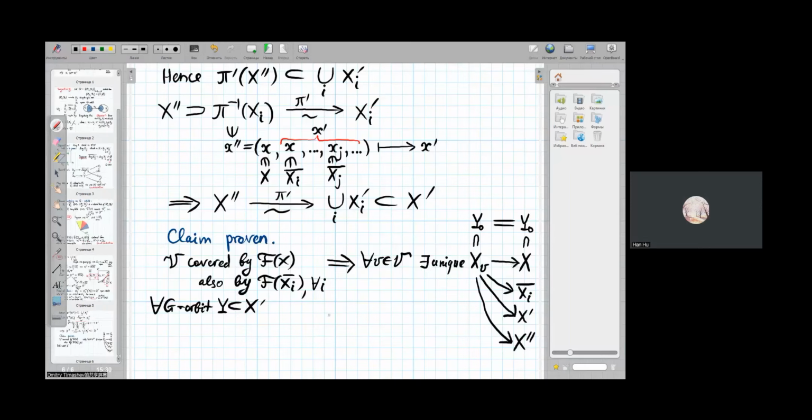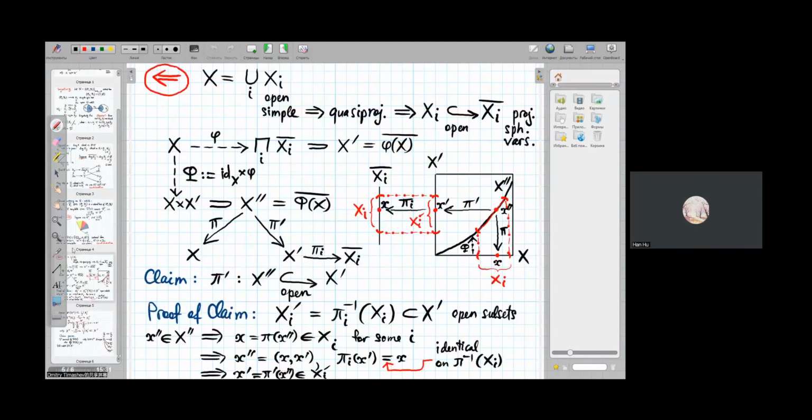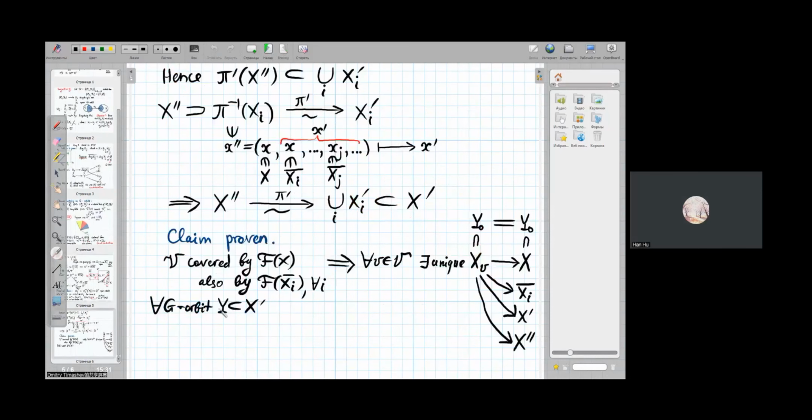So for any g orbit y in x prime, x prime is here, yeah? X prime is this variety. For any g orbit in here, say y, by the blow-up construction, you can find a vector v in the valuation column. So there exists.